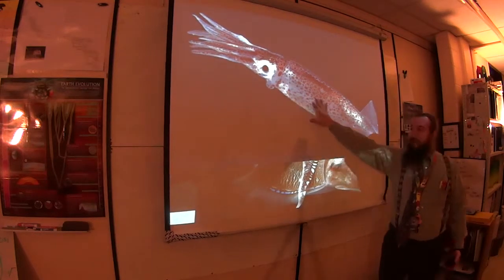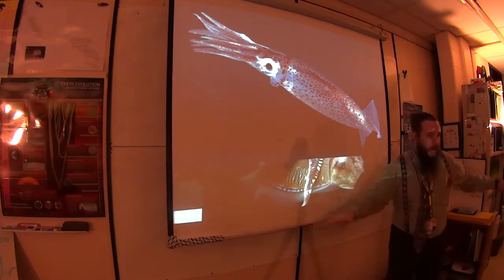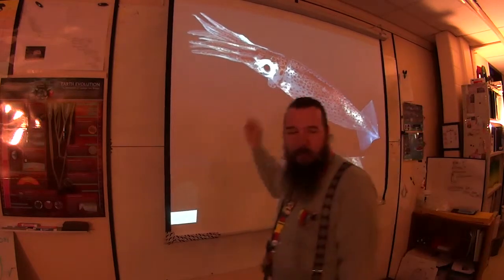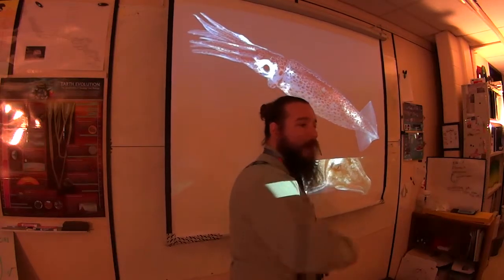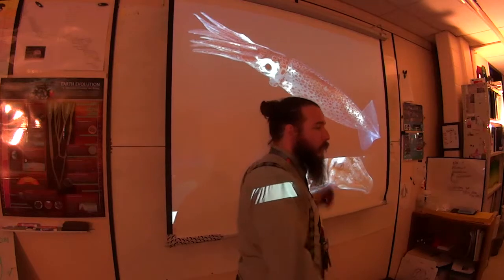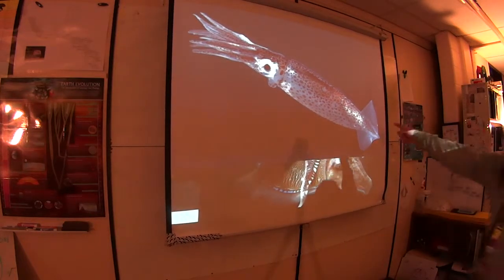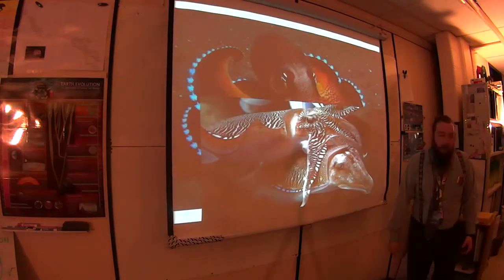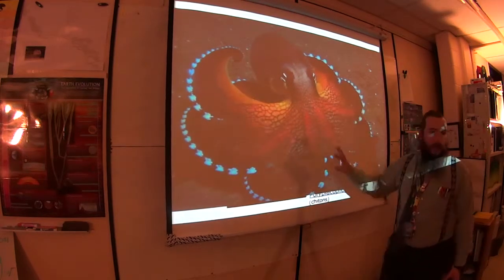These things are designed for speed, right? They've even got fins to help them steer and really cut through the water. These ones can all move with jet propulsion, right? They've got a little siphon down here. Unlike the clams that use it for feeding, they use their siphon for jetting. With this big long body tube, these are designed to have a high top speed. Cuttlefish are kind of slow. Octopi are kind of medium.